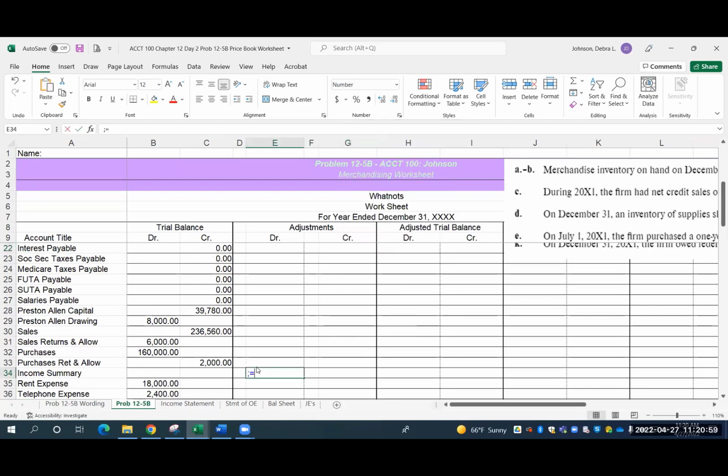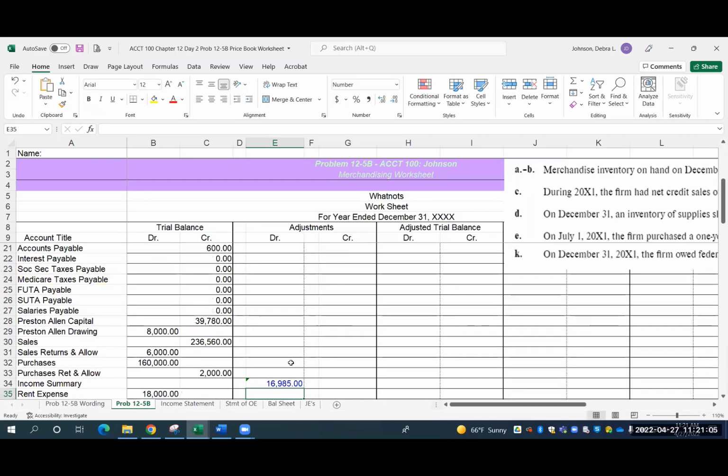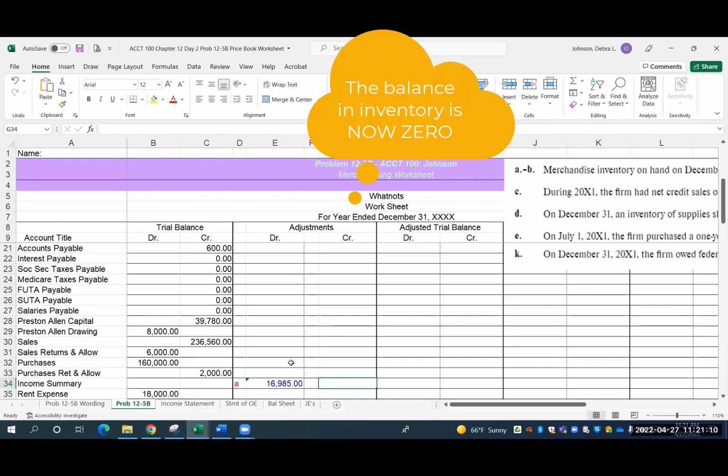Didn't grab it. Let me try it one more time. Equals. Let me click and press enter. And now we've done half the entry. We've taken out the old. So if you missed that, we debited income summary and we credited the inventory account. And now there's 0 in inventory. There's nothing in there.